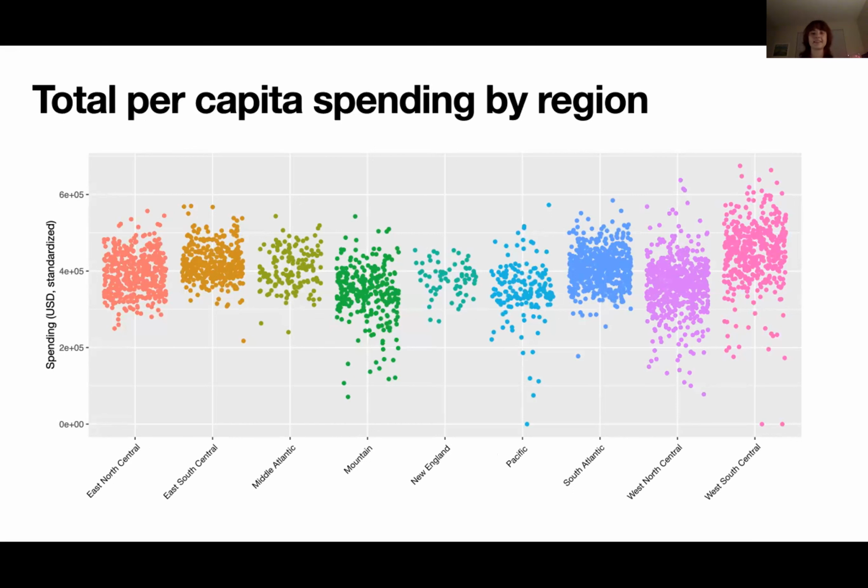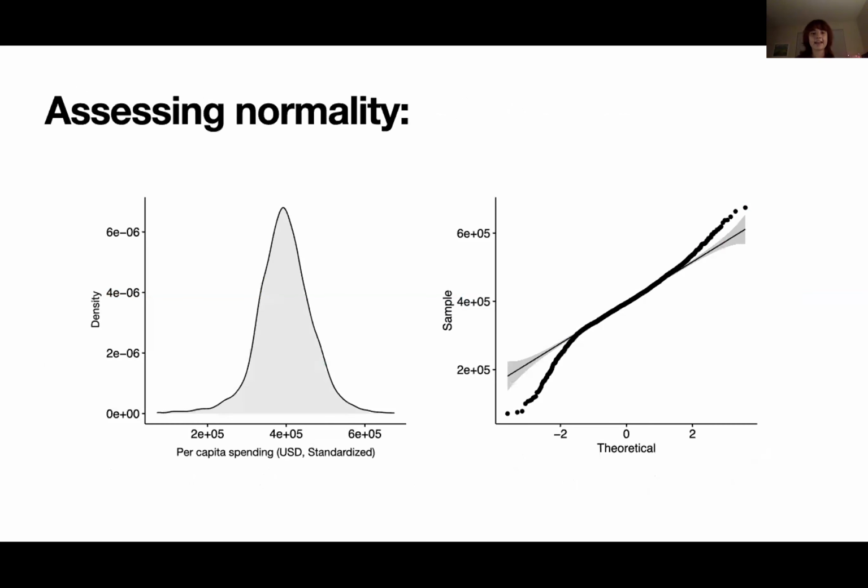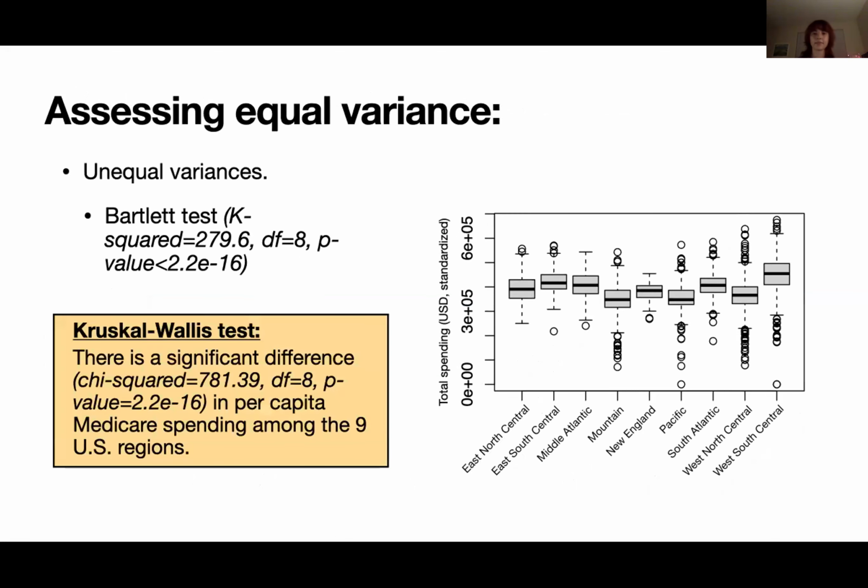And so I wanted to test the null hypothesis that the group means among these are equal. And so to see if a parametric test was appropriate, I first wanted to assess normality. And I found that there was a negative skew in the data, and transforming the response variable did not establish normality either. And also the variance was not equal. As you can see in that box plot, there are a lot of outliers in the data. So I decided to go for a Kruskal-Wallis test, which indicated that there was significant difference in per capita Medicare spending on chronic conditions among the 9 US regions.